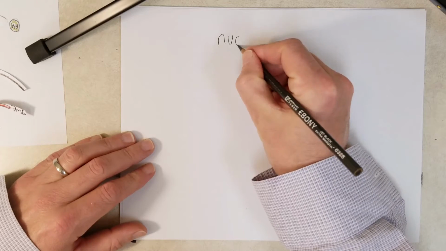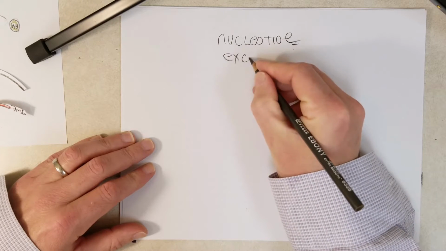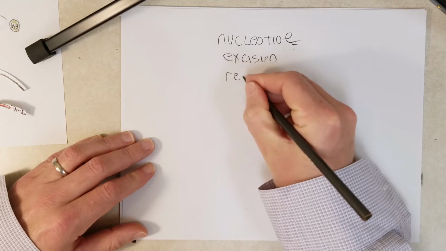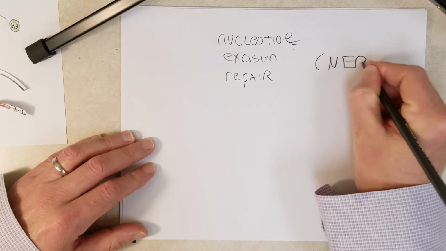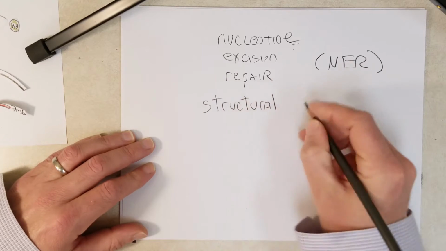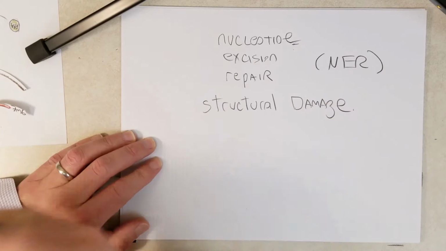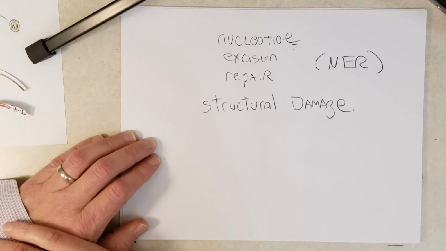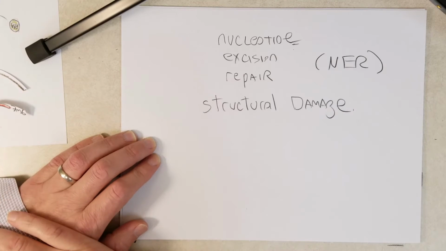In this video, I am going to talk about nucleotide excision repair. This is a DNA repair process that specializes in repairing structural damage in DNA. So what do I mean by structural damage? Not double strand breaks, right? We have a different repair process for that. We covered homologous recombination based double strand break repair in previous videos.